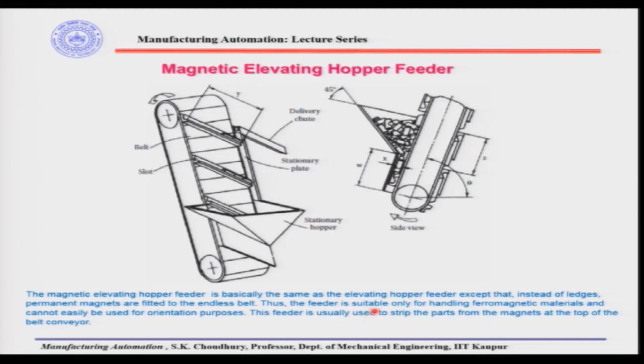This feeder is usually used to strip the parts from the magnets at the top of the belt conveyor. This is the belt conveyor, along which the parts actually stick to the permanent magnets.